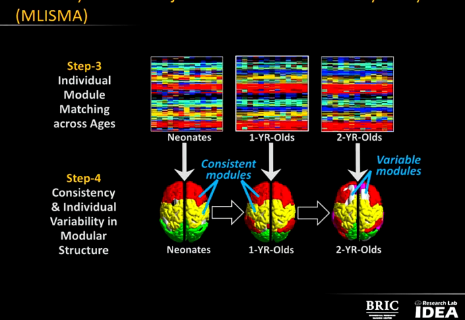We scanned it three times across the early development, so we can look at the individual variability. For example, this region has a variable module assignment across different subjects. We can also use color to code the consistent modules, which are very consistent across subjects.